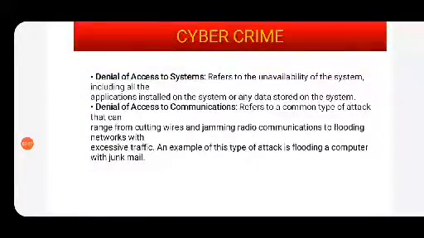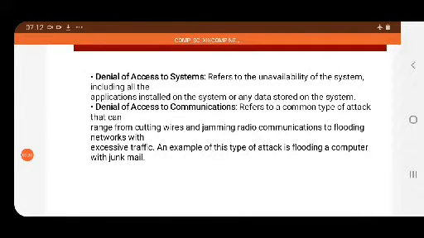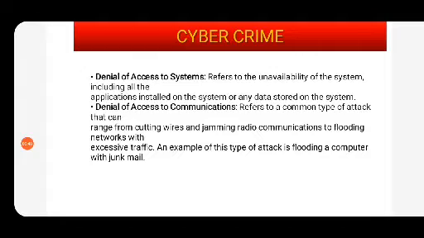Next, denial of access to systems. It refers to unavailability of the systems. Then denial of access to communications, wherein we cannot access; the range is from cutting wires or jamming radio communications to flooding networks with excessive traffic. For example, this type of attack is flooding of a computer with junk mail. Because all of you know what is junk mail. It is nothing but bulk of unsolicited mails.